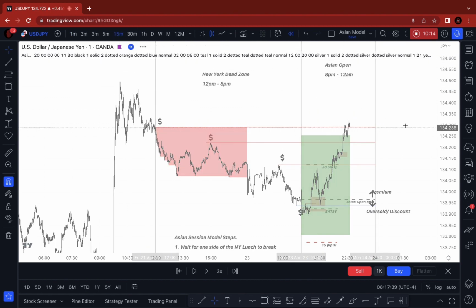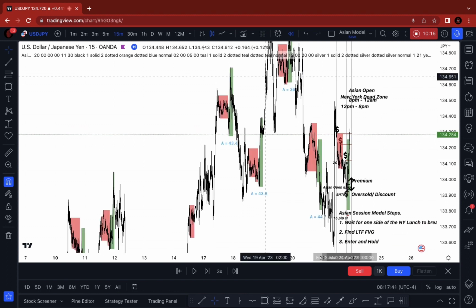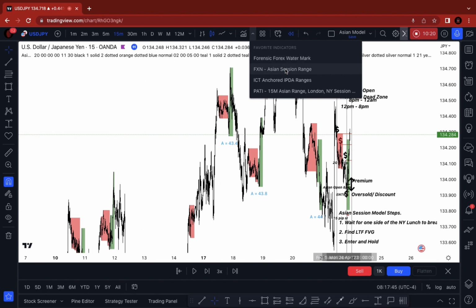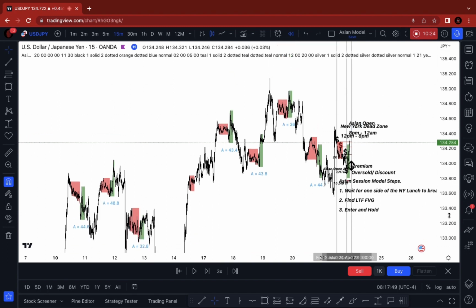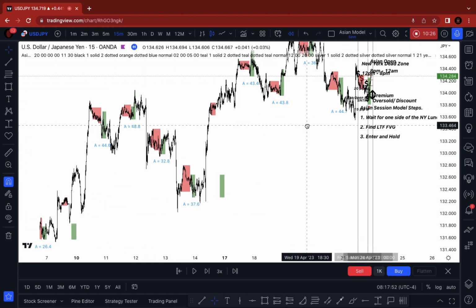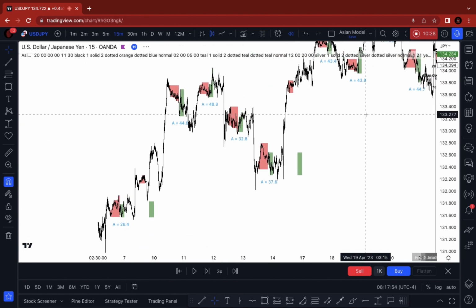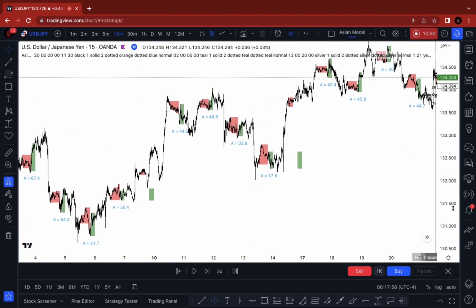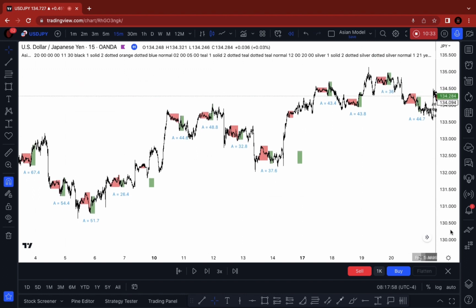Simply, if you look at this session indicator, I know people keep asking me what session indicator is it? It's right there, FXN Asian Session Range by Rob Minty. Look at all the red shaded areas. That's simply the New York dead zone. Most of the time, it's consolidation. It's carnage. It's back and forth price action. Look at this. Here, back and forth. Very tiny back and forth.